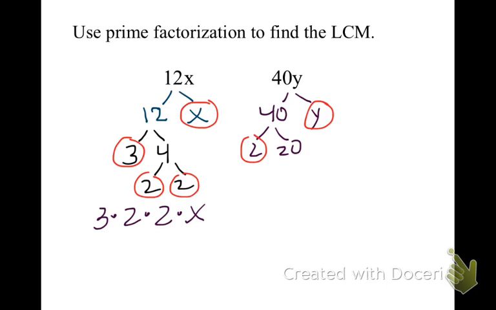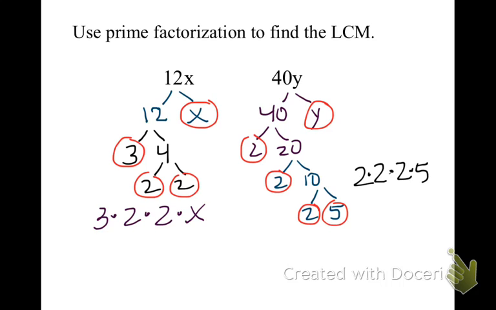And then I get 2 and 10. 2 is also a prime again, so I go ahead and circle it. And then 10 can break apart into 2 and 5, both primes, so go ahead and circle it. So then I end up with 2 times 2 times 2 times 5 times y.